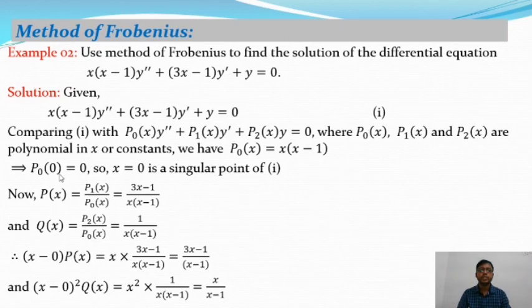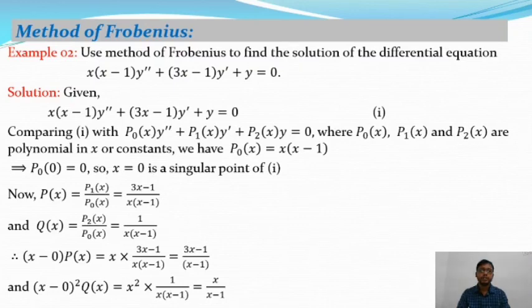So p0 at the point x is equal to 0 will be 0. So x is equal to 0 is the singular point of equation 1. If the point x is equal to 0 is singular, then we cannot apply the general method for solving the differential equation. So in that case, we cannot apply the general method to solve the differential equations.